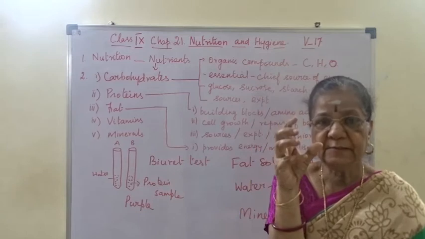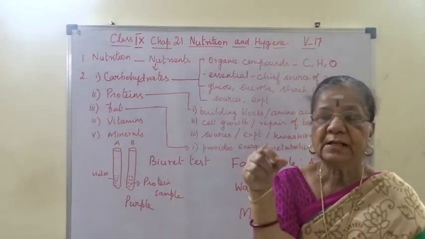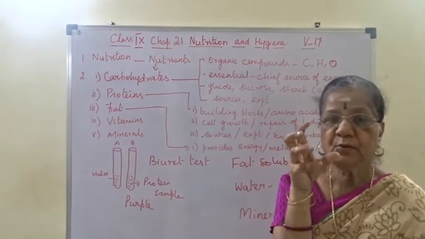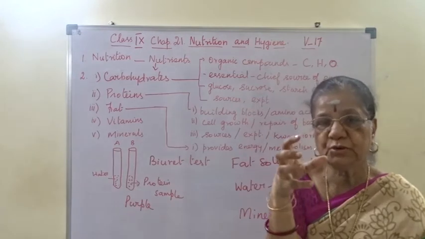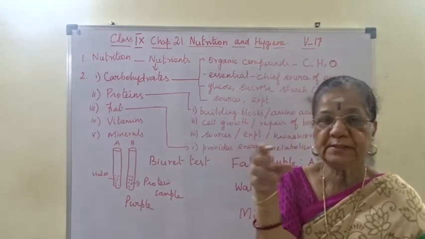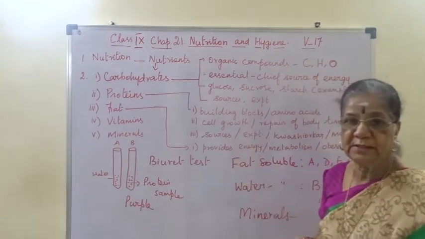Experiments: aim, material needed, procedure, method and result. The boy and girl, both of them, are discussing how to do the experiment and they are doing the experiment. That is for carbohydrate.